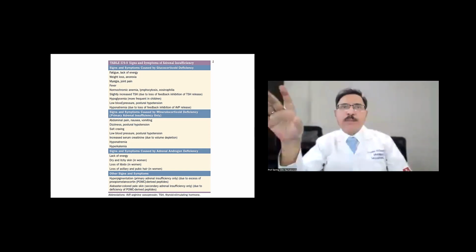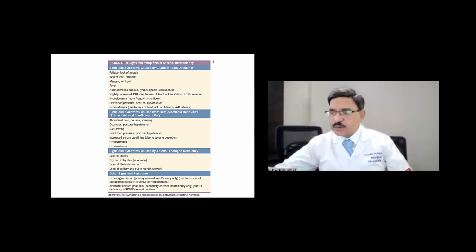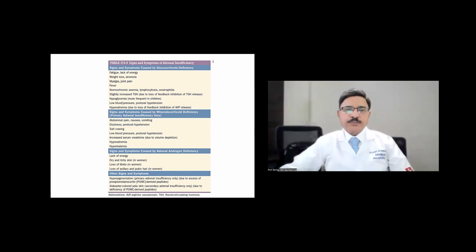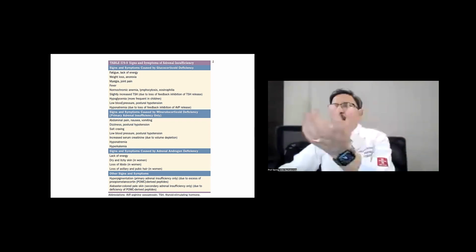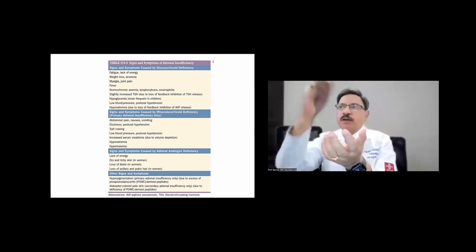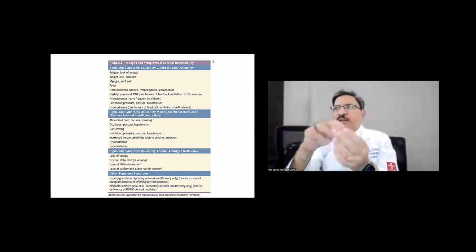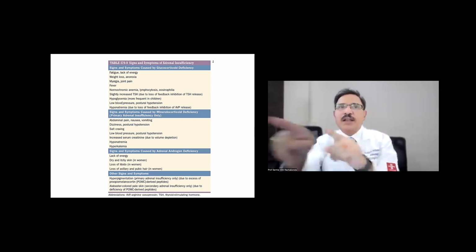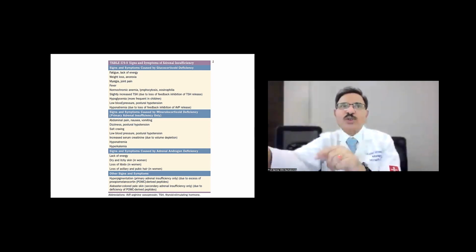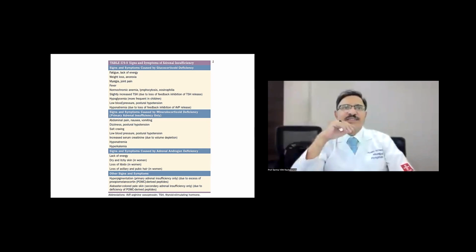Hyperpigmentation only in the primary cases, not in the secondary cases. Okay. Now, why is there hyperpigmentation? Excess of proopiomelanocortin-derived peptides. So what happens in adrenal insufficiency? The adrenal gland is not secreting steroid hormone. The pituitary thinks that it will influence it by giving more ACTH. That excess ACTH acts like a melanotrope and stimulates the pigment. That is the reason for the pigmentation.